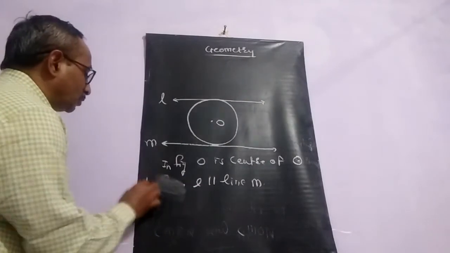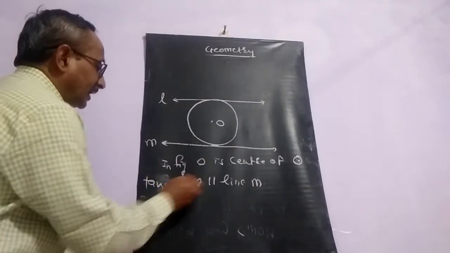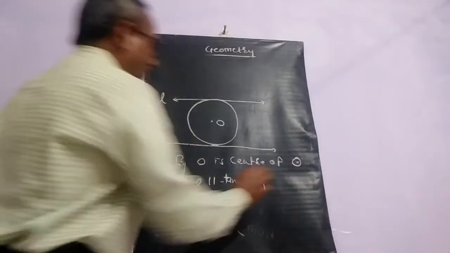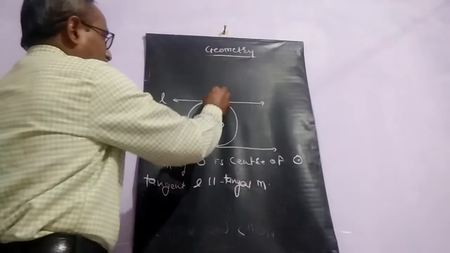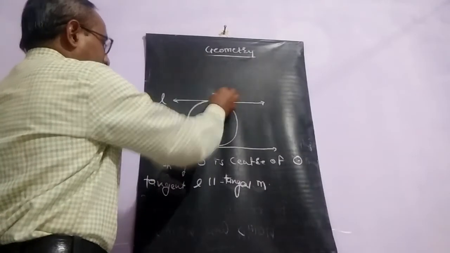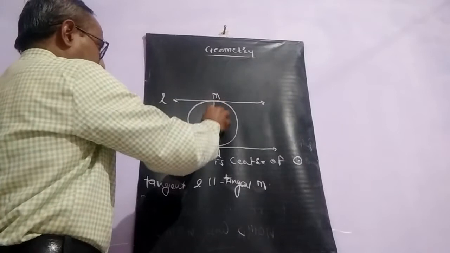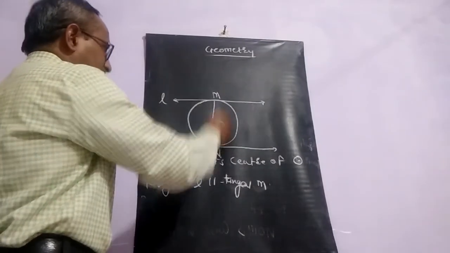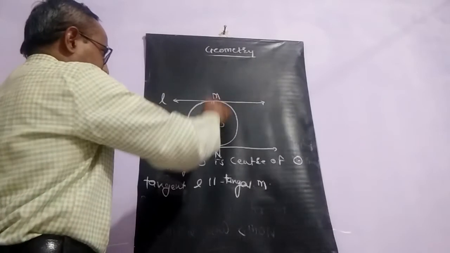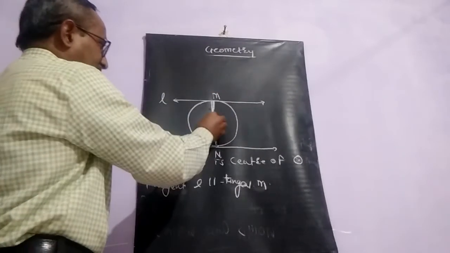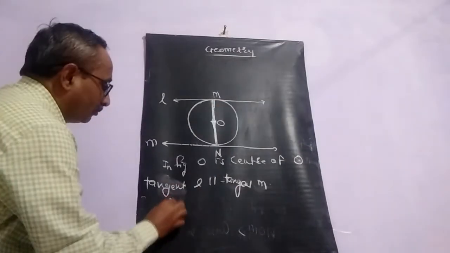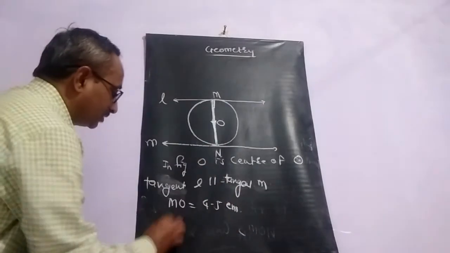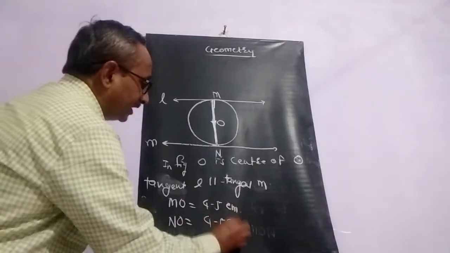We can also say tangent L is parallel to tangent M, both are parallel to each other. Here, suppose this is the point of contact, this is M, this is N. Here if we draw MO and NO, this is a straight line. So MO is equal to 4.5 centimeter and NO is also equal to 4.5 centimeter.